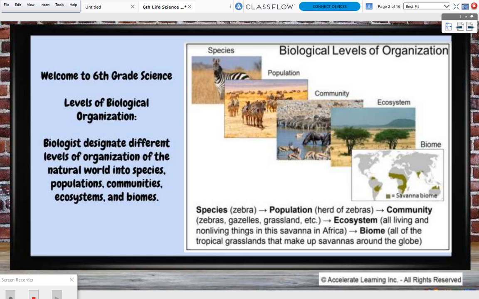Population means the herd of zebras, which would include the males, the females, the adults, and the juveniles. Then we have the community, and the community consists of all the other living organisms that the zebras interact with. Finally, we have the ecosystem, and the ecosystem consists of both the living and the non-living components. So the water and the energy from the sunlight, things like that. And then we have the biome, and the biome is where that particular area is located on the globe. We're going to start with biomes, and then we're going to work our way down to individual species.